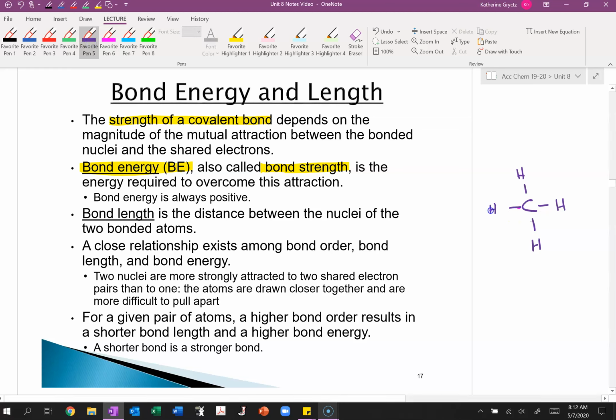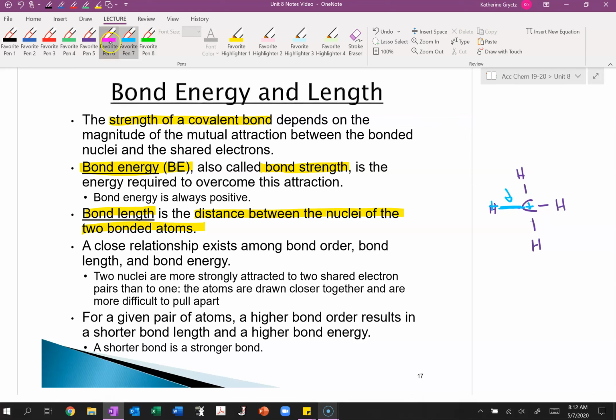And then bond length. Bond length is exactly what it sounds like. It's the distance between the nuclei of the two bonded atoms. So if you have the nucleus and the nucleus, how long is that bond? How far apart are those two things?